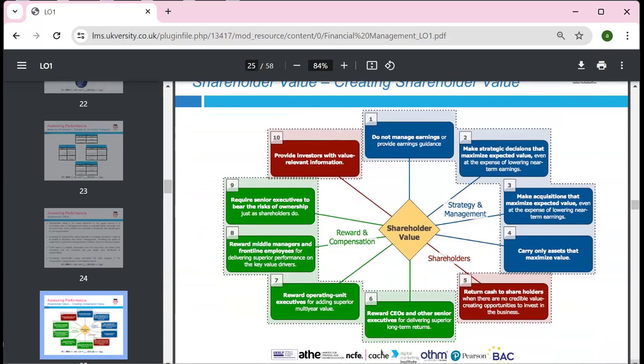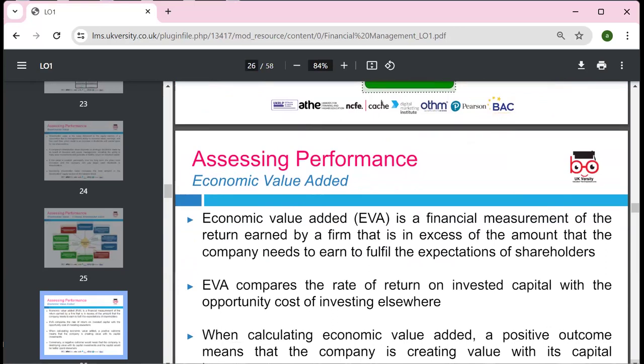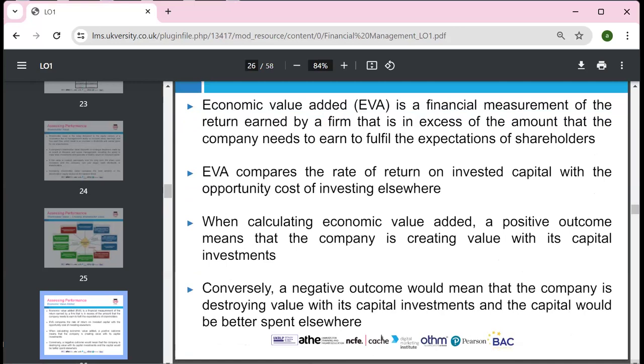Nowadays, of course, we not only focus on shareholder value, we look at stakeholder value, which means anyone who has any interest in the business, not only the investor. So in strategy management, reward and compensation, we need to look at everyone's interest, not just assessing the performance. We can think about economic value being paid to the financiers and the return earned by the company, except the amount that the company needs to earn to fulfill the expectations of the shareholders. EVA also considers the rate of return on investment with the opportunity cost: if they invest somewhere else, what can they earn. Conversely, a negative outcome means the company is destroying value with the investment, and the capital would be better spent elsewhere.